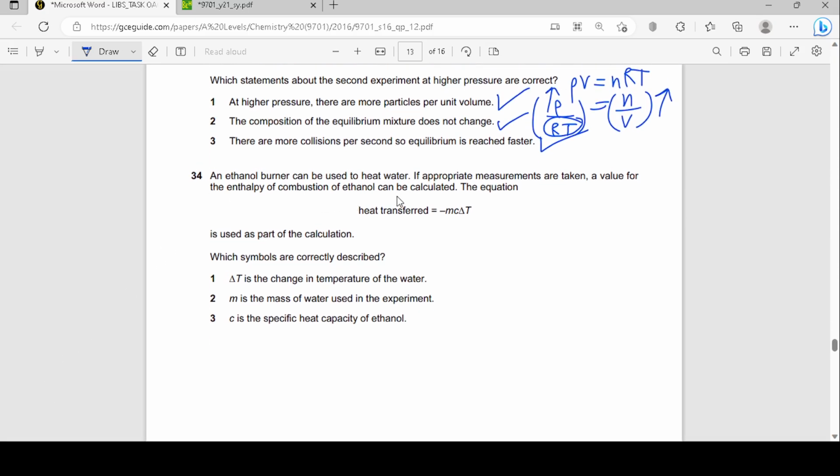Now, frequency of collisions. Why am I just repeating random words?